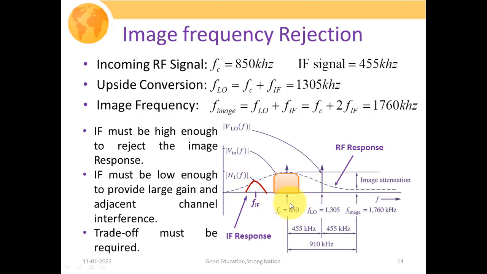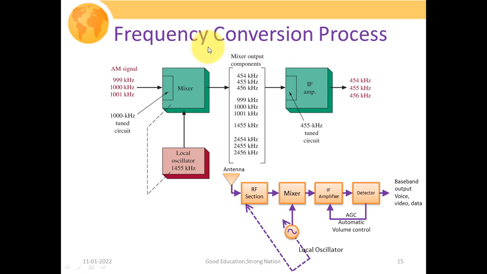So these two are your complementary points. Obviously we must perform a trade-off so that we can get a better response of the system. Now this particular figure is showing the frequency conversion process that happens in the whole superheterodyne receiver. This is the block diagram structure of your superheterodyne receiver.